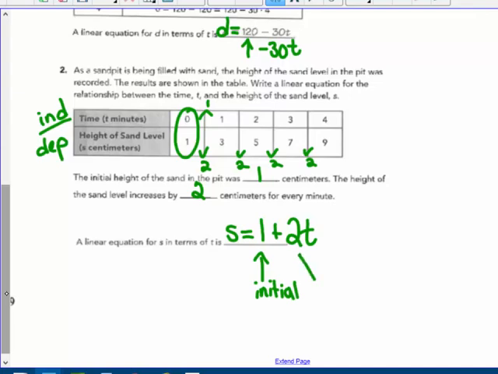Where did I start? There's my rate. The other way I could write this, because I like having the variable first, is 2t plus 1. I can just switch that order. So the height of the sand is equal to 2 centimeters increase per time, plus it started at 1 centimeter. That's what this equation says.